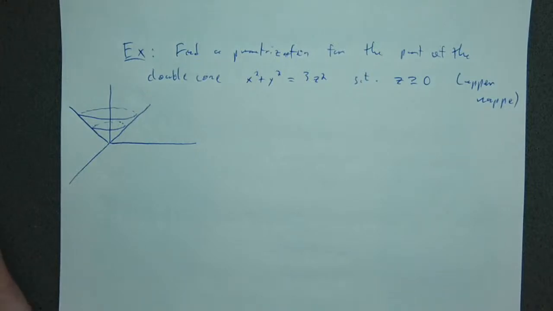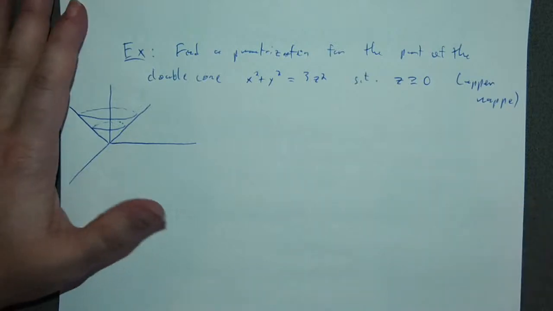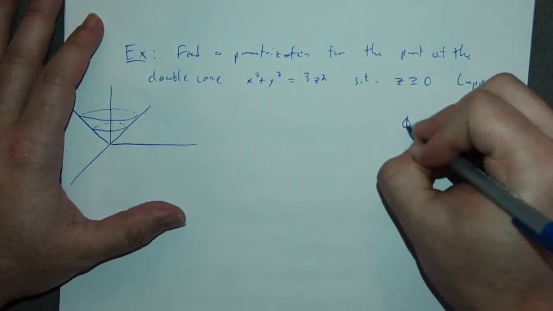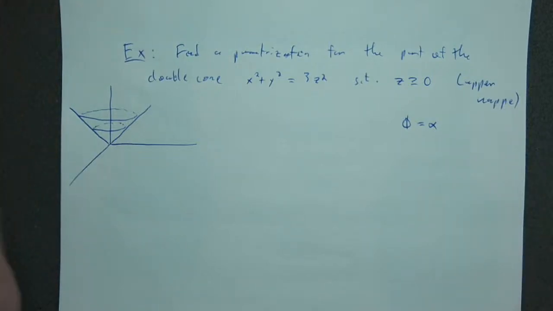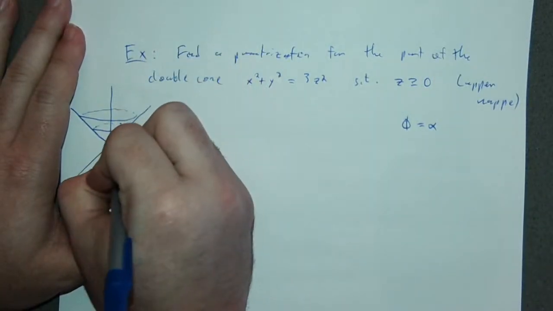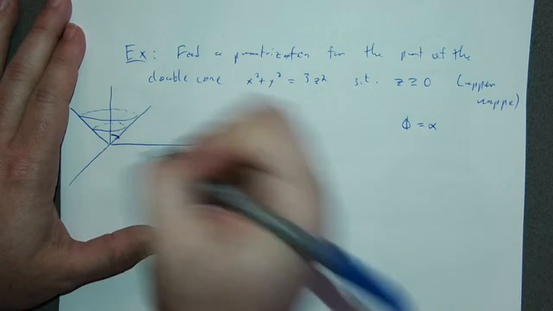Now, what do we know about cones? Cones have a very simple description in spherical coordinates. They're described as phi is equal to alpha for some angular value alpha, where the alpha is whatever this is, right?